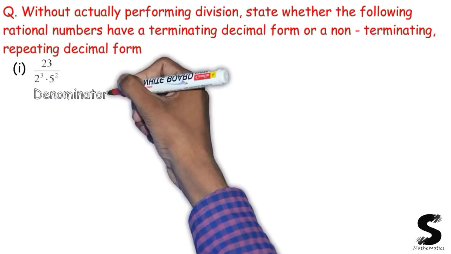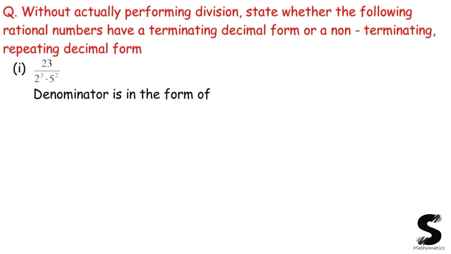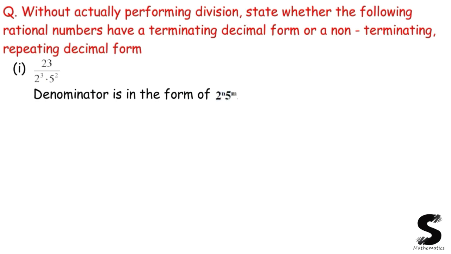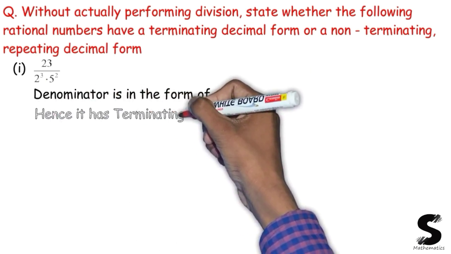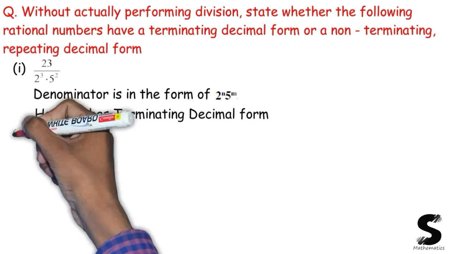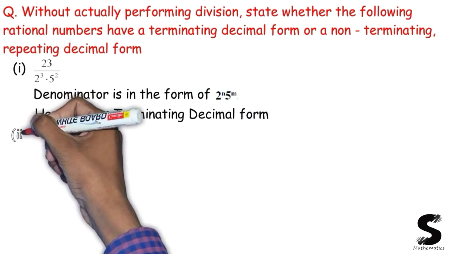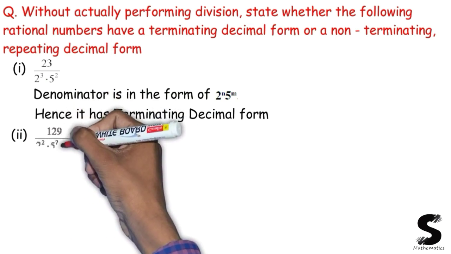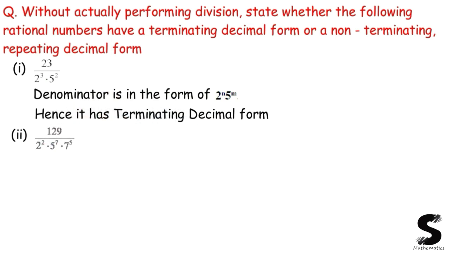Yes, you are exactly right. The denominator is in the form of 2 power n into 5 power m. Hence by the theorem which was previously discussed, it has terminating decimal form. Question number 2. 129 by 2 square into 5 power 7 into 7 to the power of 5. Students, can you guess, does this rational number have a terminating decimal form or non-terminating repeating decimal form?